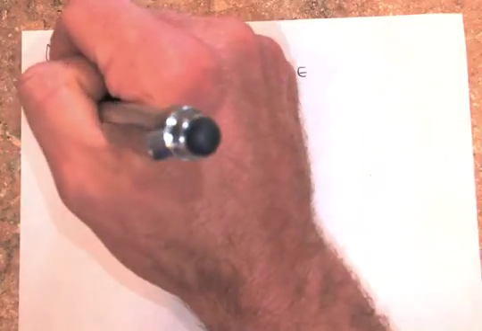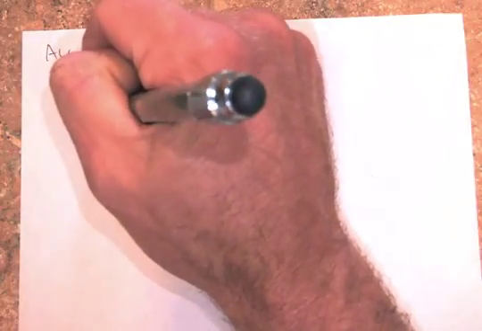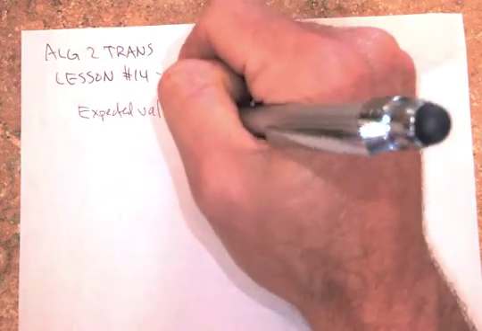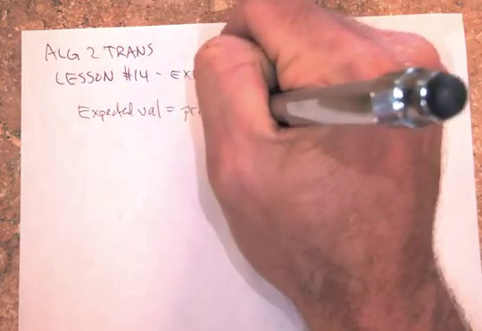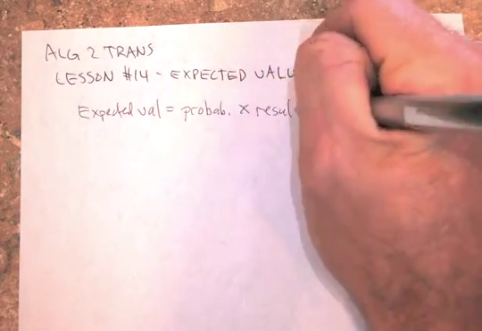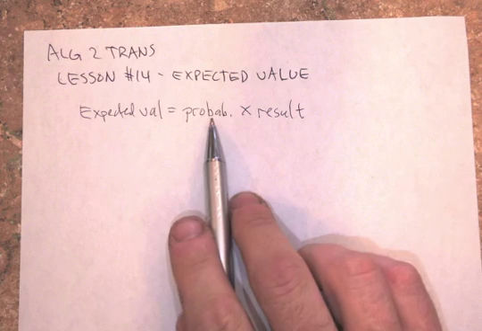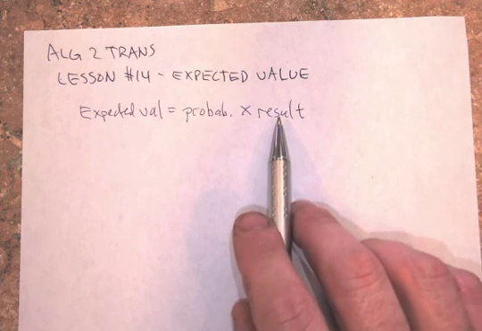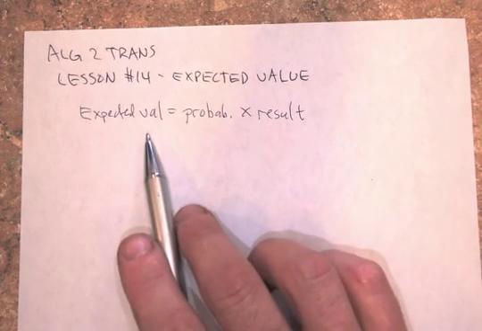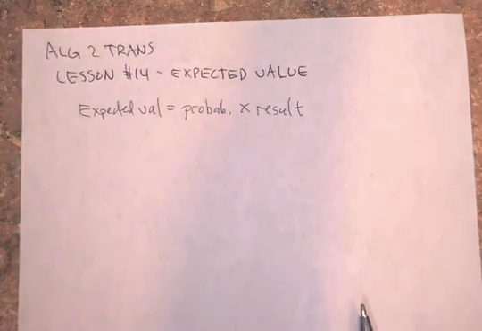Okay, so I'm going to give you a formula. Expected value is going to equal the probability times the result, okay? In other words, what's the probability of it happening multiplied by what you get when it happens, okay? So we're going to talk about different games and find expected value. And then I'll tell you what it actually means in common language once we get an answer here.